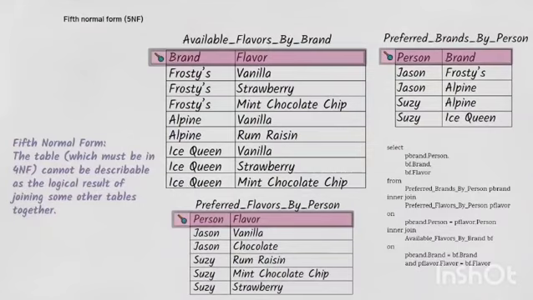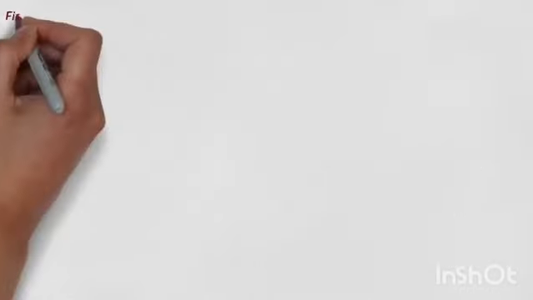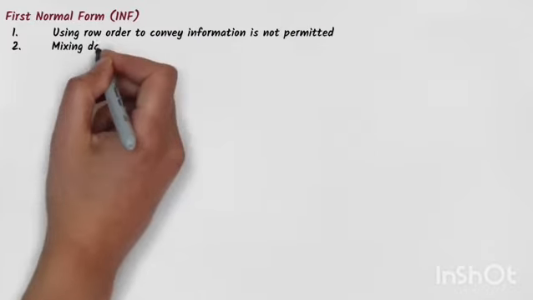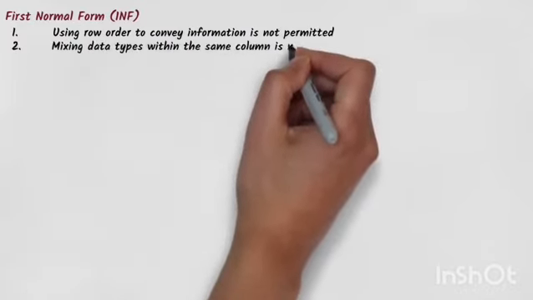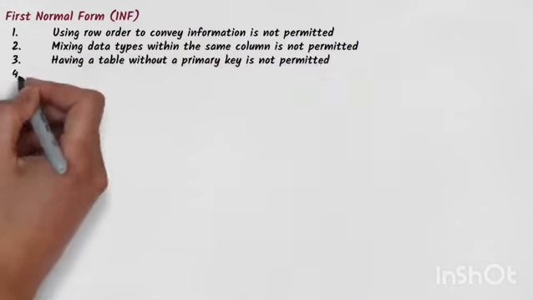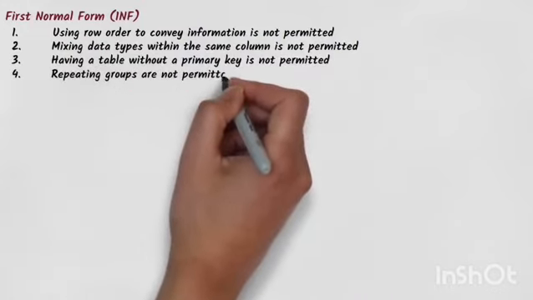We've now covered all the normal forms from 1st normal form to 5th normal form. Let's review, keeping in mind that for a table to comply with a particular normal form, it must comply with all the lower normal forms as well. The rules for 1st normal form are 1. Using row order to convey information is not permitted. 2. Mixing data types within the same column is not permitted. 3. Having a table without a primary key is not permitted. And 4. Repeating groups are not permitted.